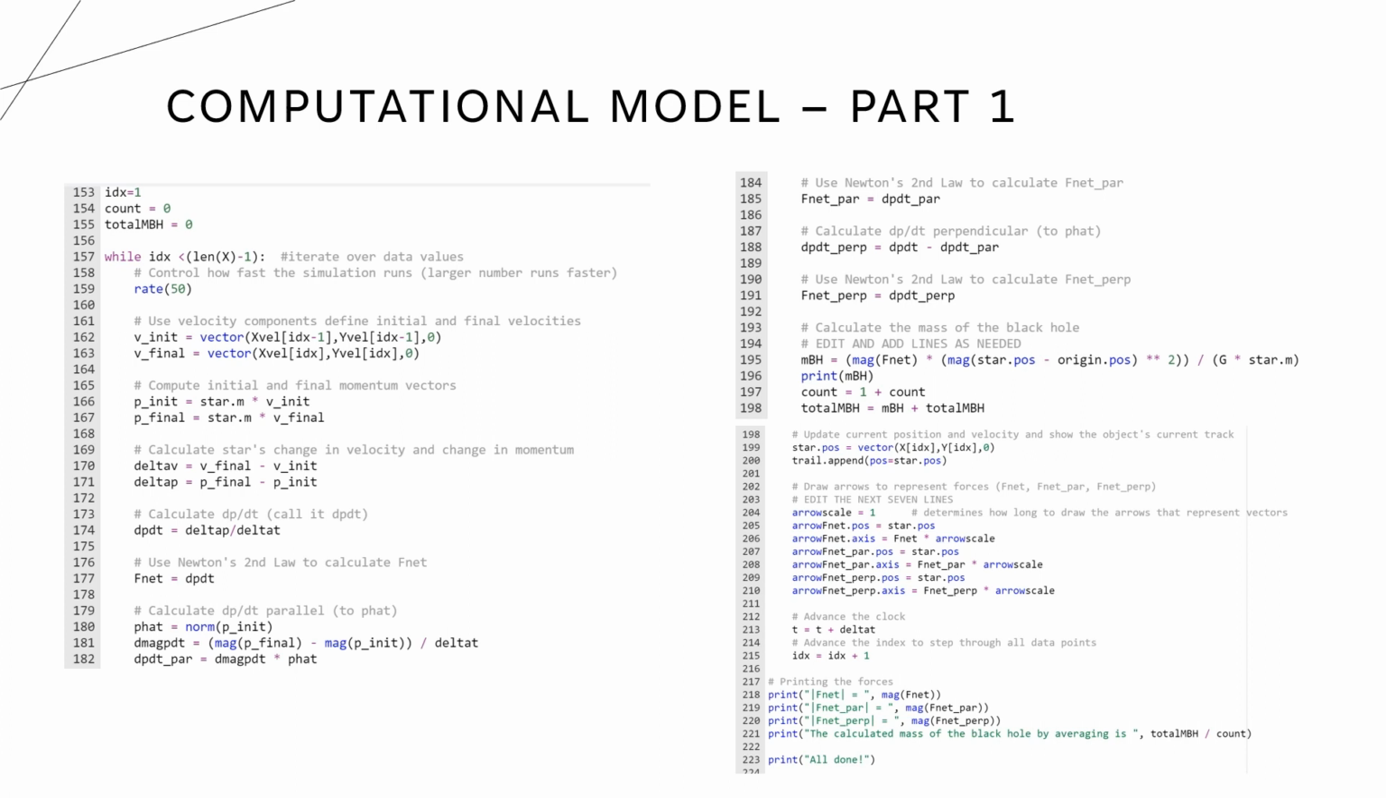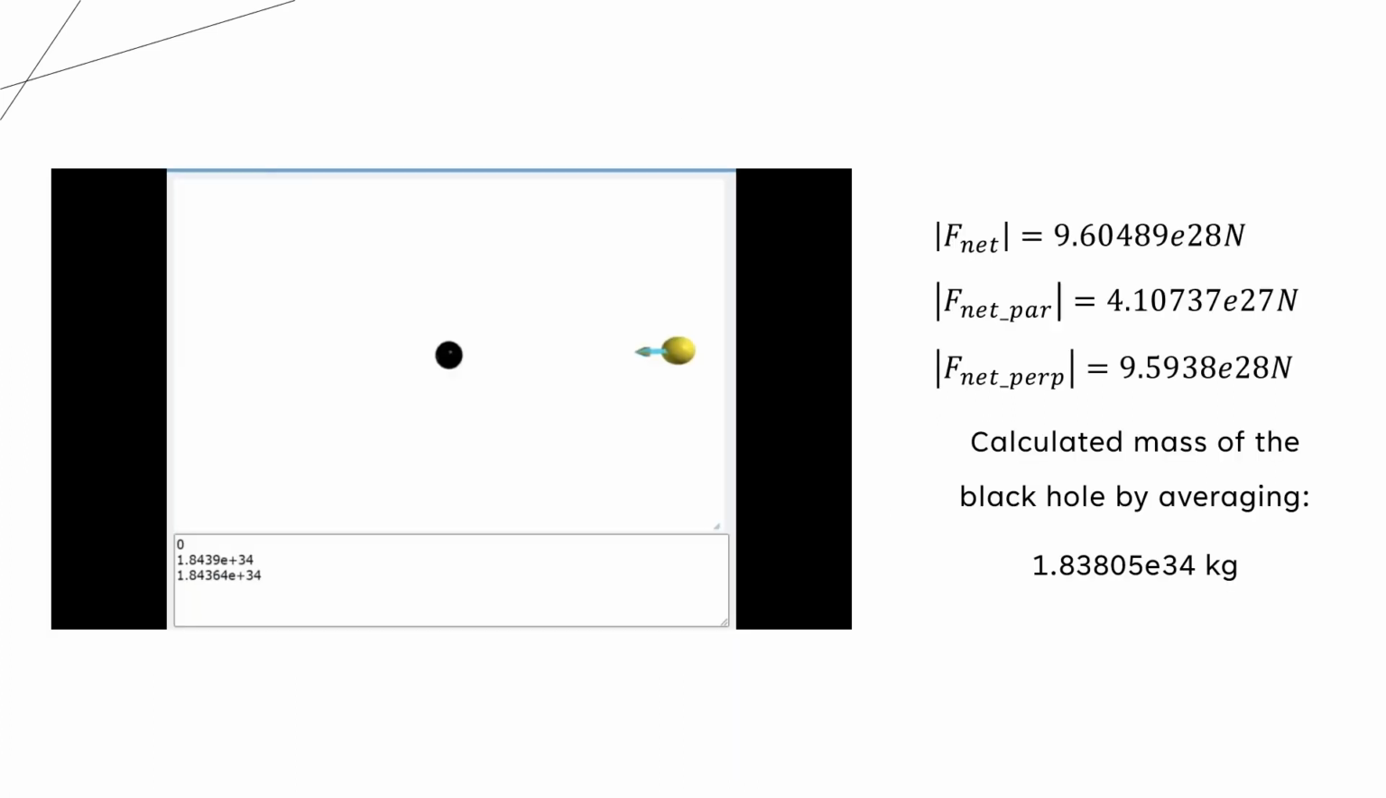Lastly, to calculate the mass of the black hole, we apply the formula back in the formula slide, and we need to average the mass of the black hole to get a final estimated mass. So I have some variables to count it, and later we can use them to average. And then here's the result.